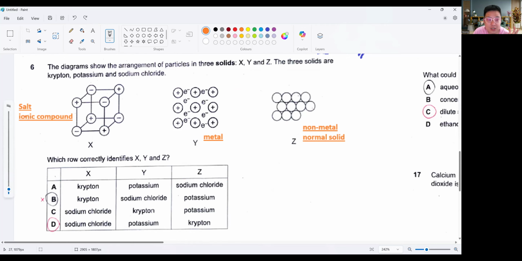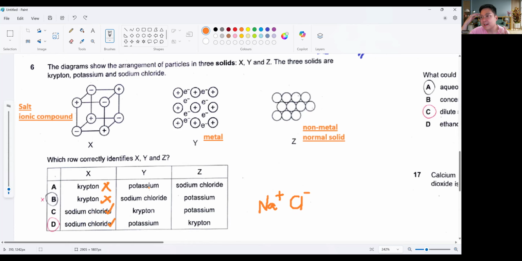So then we only need to know what X is, a salt. Like what I just said, salt is a plus and a minus. If you have studied the periodic table before, you would know that sodium is Na plus, chloride is Cl minus. So you see here, there's a plus and a minus combined together. That means sodium chloride is correct. This one is not correct.